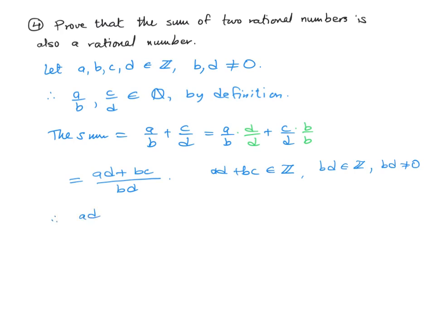Therefore, AD plus BC over BD is an element of Q by definition again. And that's what we're trying to show. When we add 2 rational numbers, we get another rational number. So that's our proof.